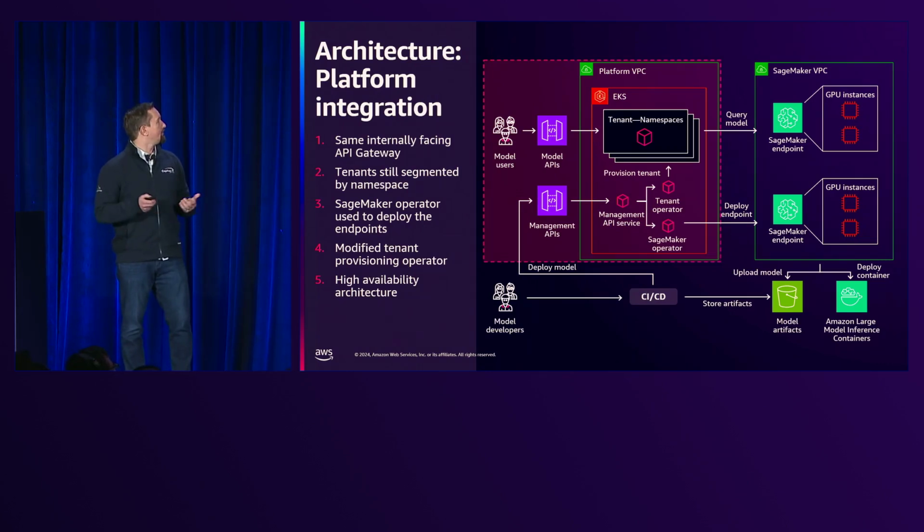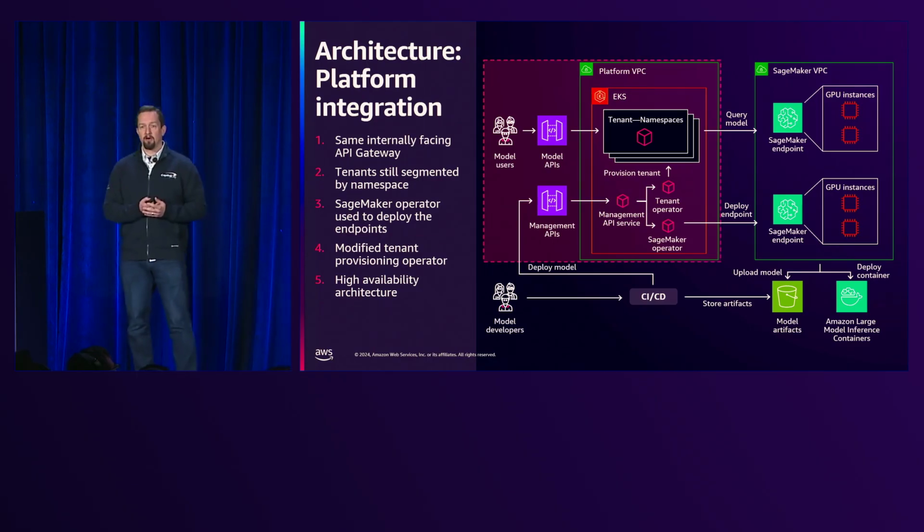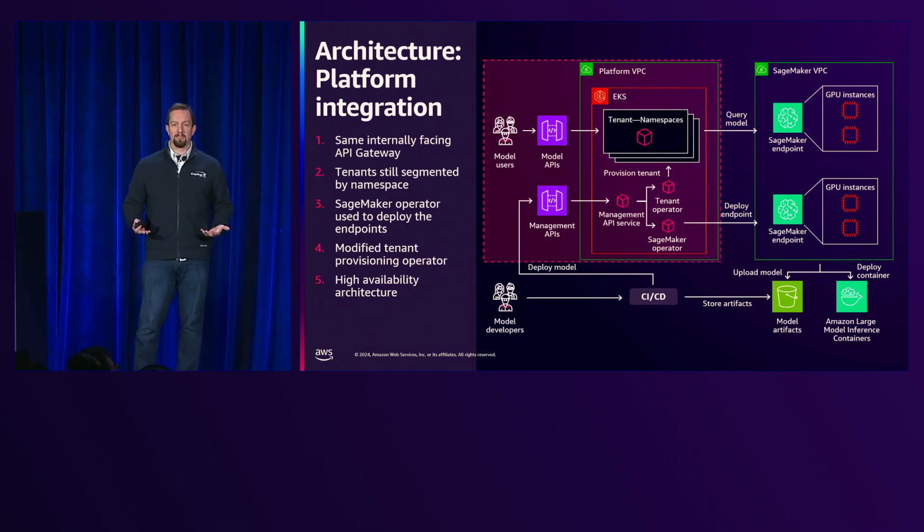One, we were able to use the same internally facing API gateway. This meant that tenants of our platforms were using the same endpoints. And so the experience was familiar. There was not a significant amount of infrastructure change that needed to happen. Tenants are also now still segmented by namespace. So we understood how to maintain that segmentation, and there were not significant changes that needed to be made in order to have multiple tenants on our platform.